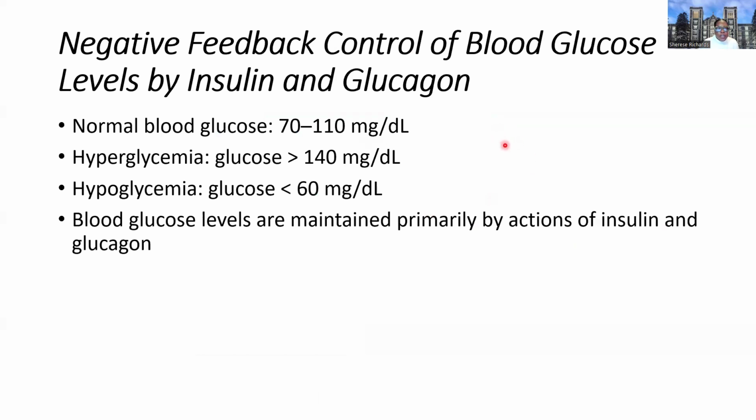So if you look at our blood glucose levels, so blood glucose levels are going to be really important in terms of determining whether insulin is released or whether glucagon is released. So your normal blood glucose should be around 70 to 110 milligrams per deciliter. That's kind of where your body should be normal, and this is fasting. And then if you're hyperglycemic, at a fasting state, your blood glucose is still very high. So it's at 140 milligrams per deciliter.